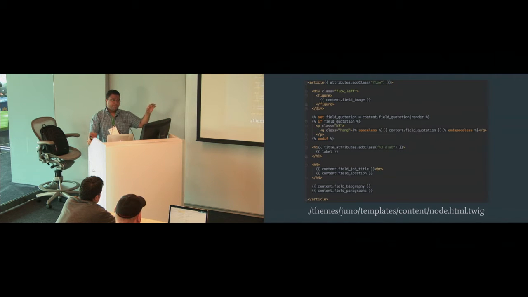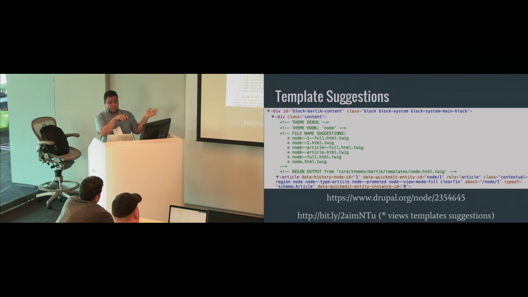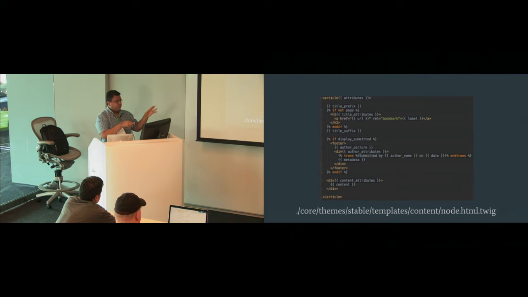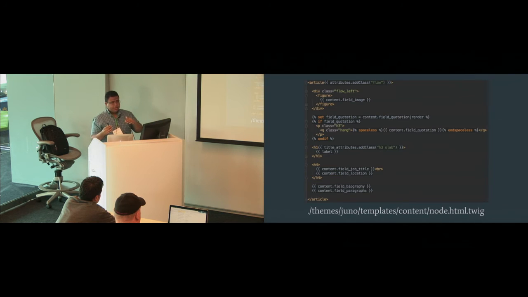If I want to modify a template for a specific content type or for a specific view mode or even for a specific node, I could do that following the theme suggestions. But if I want to override everything, I just need to copy the base one into my theme and make the modifications that I need.